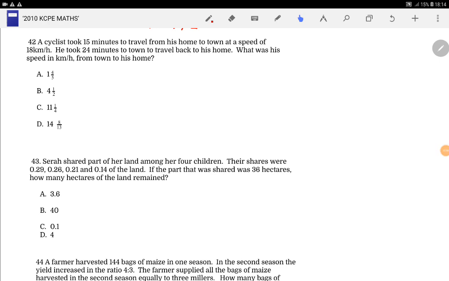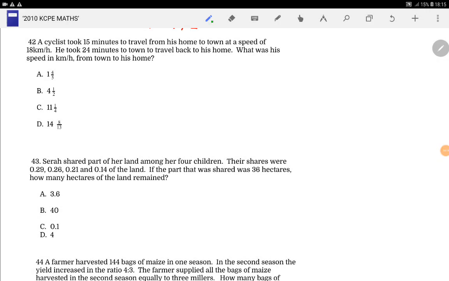Question 42. A cyclist took 15 minutes to travel from his home to town at an average speed of 18 kilometers per hour. It took 24 minutes to travel back to his home. What was his speed in kilometers per hour from town to his home?